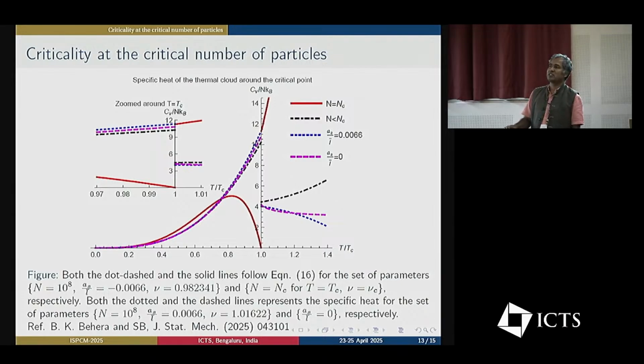So it starts with a constant. So the critical exponent for specific heat is 0 over here. Surprisingly, it is 1 over here, just below Tc, when N equal to Nc is taken. Otherwise, for a mean field theory, the critical exponent is expected to be 0 all the time. But it is 1 over here, so it's an interesting result.